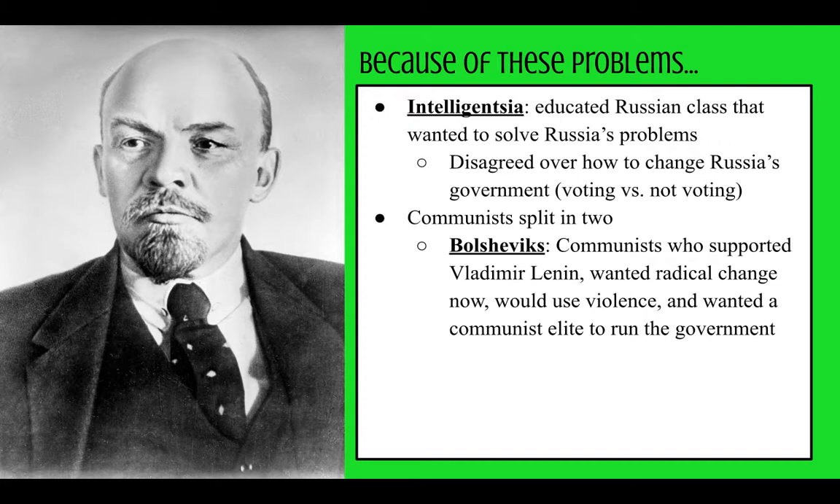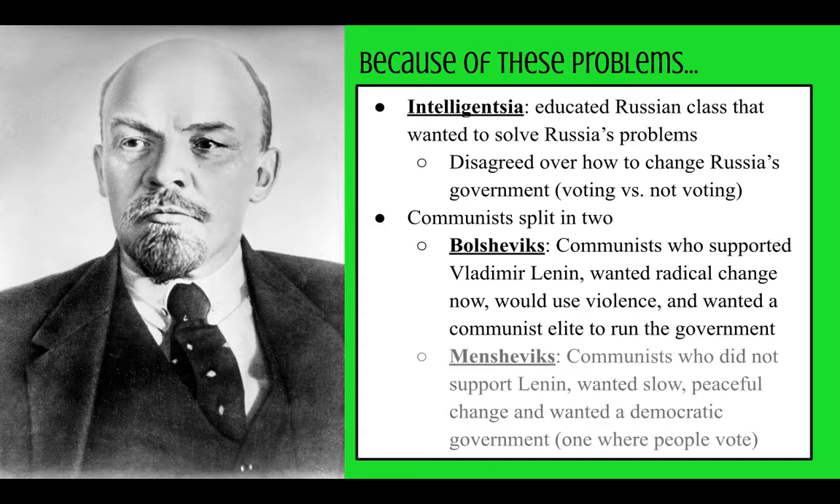And so we'll get one group, which are the Bolsheviks, which are the group that supported Vladimir Lenin. They wanted radical change. They wanted it now. They were willing to use violence to achieve their changes. And they wanted a communist elite to run the government. So Lenin basically argued that democracy, letting average people vote, was not good because you needed an elite group who understood the beliefs of communism and would make the best decisions for the people.